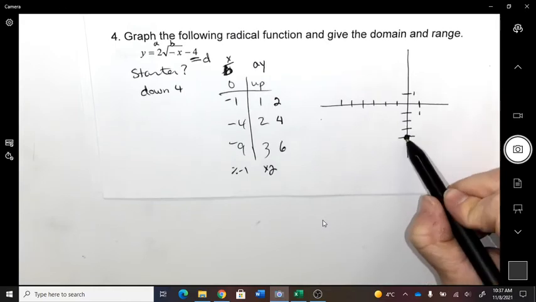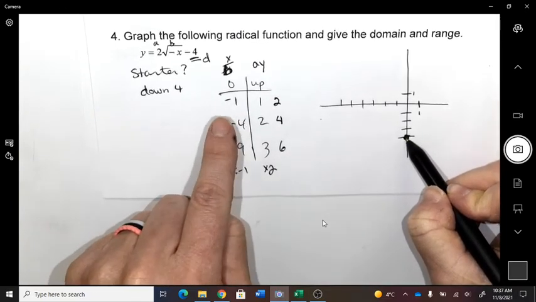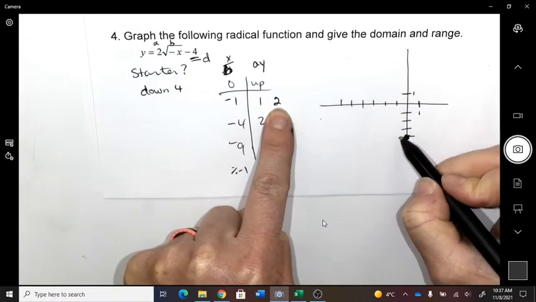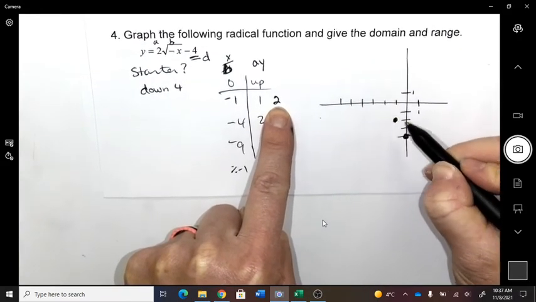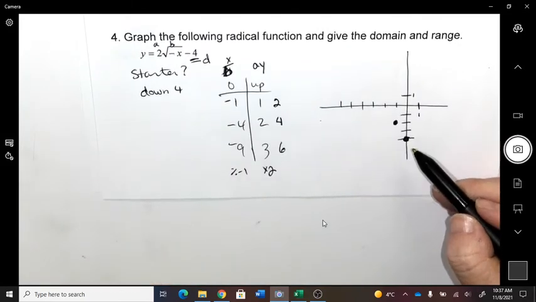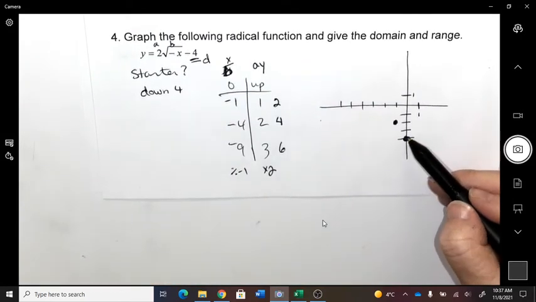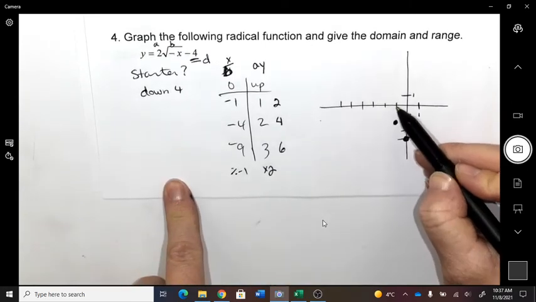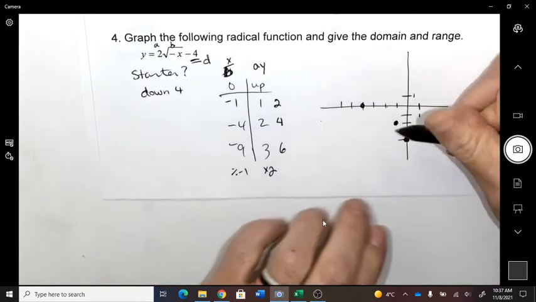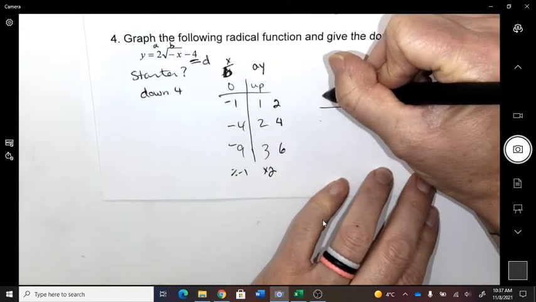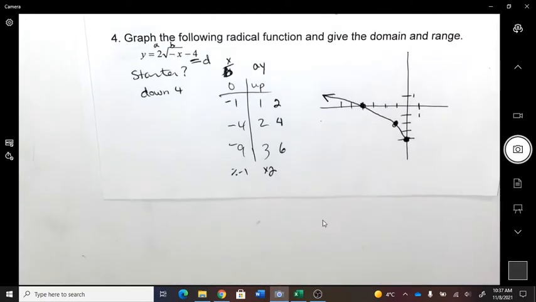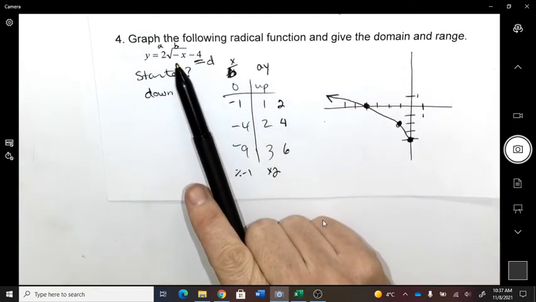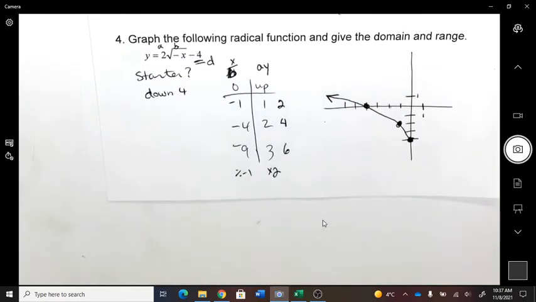Okay, so I have my pen on my starting point, and I'm going to do this. I'm going to go left 1, up 2. Does everybody remember you always go back to the starter point? Left 4, up 4. You can always connect all your visual stuff. Did this vertically stretch by 2? Did it reflect over the y-axis? You see all those visual things?